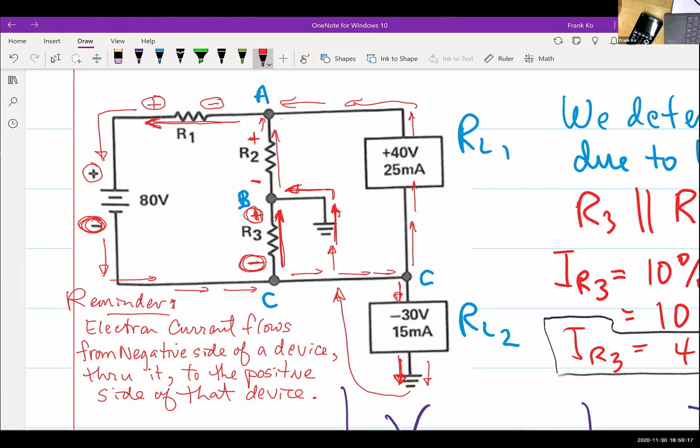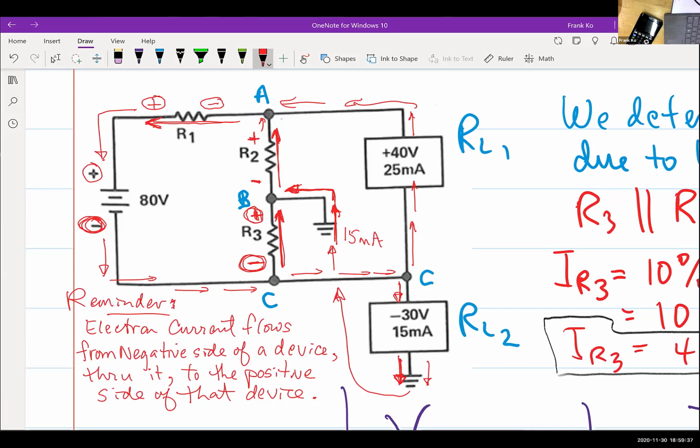Take a look at R2. R2 has current flowing up through it because it combines with the second load current. And the second load current is 15 milliamps right here.